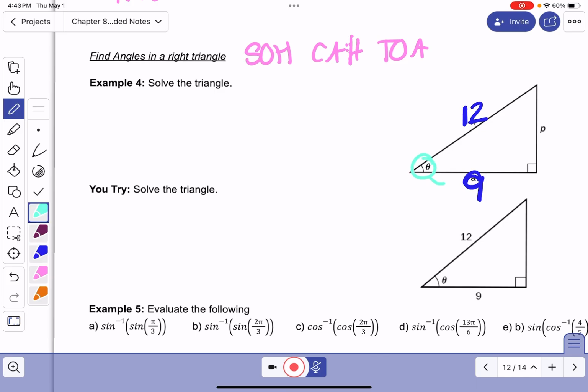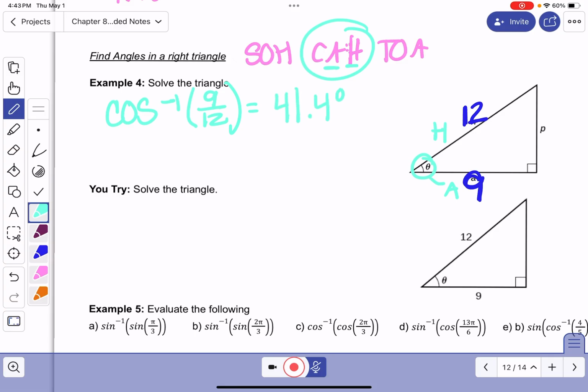So we say, hey, this side is adjacent. This side is hypotenuse. So we would use cosine. So we do inverse cosine of that fraction, adjacent over hypotenuse. So 9/12. With triangles, we want degrees. So it would be 41.4 degrees.